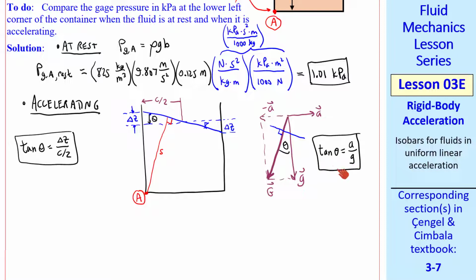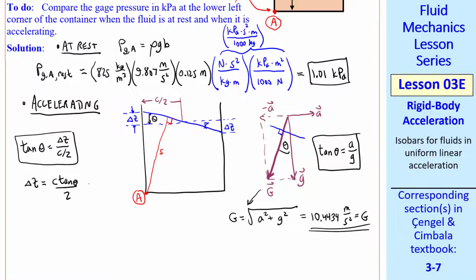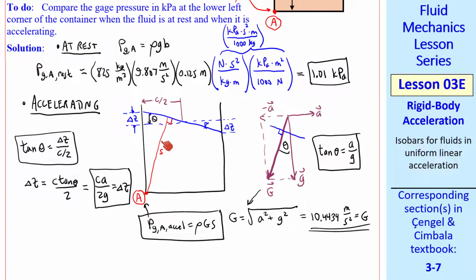You can take the arctangent and find theta if you want, but I'll show you that it's not really necessary to do that. We do need to calculate the magnitude of G. Capital G is just the square root of a squared plus g squared. When you plug in the numbers, you get 10.4434 meter per second squared. Combining these two equations for tangent theta, delta z is c tangent theta over 2, or c a over 2g. The gauge pressure at point A for the accelerating case is rho G times this distance s.